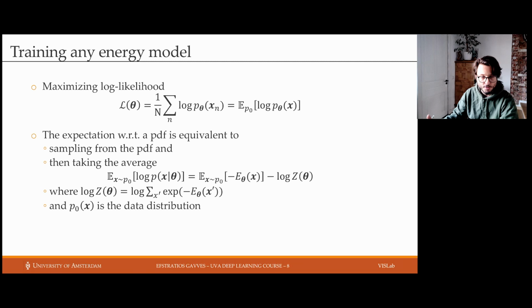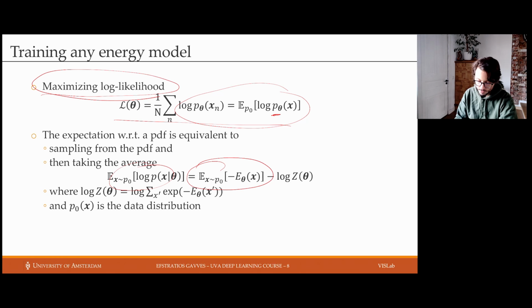Now, to train any energy model, since an RBM is also an energy model, we're going to discuss a bit more generally here. One of the reasonable things to do is to maximize the log likelihood as usual. So basically, we take the sum of the logarithm of the probabilities. This can be rewritten in terms of the numerator and the denominator of our probability density function.